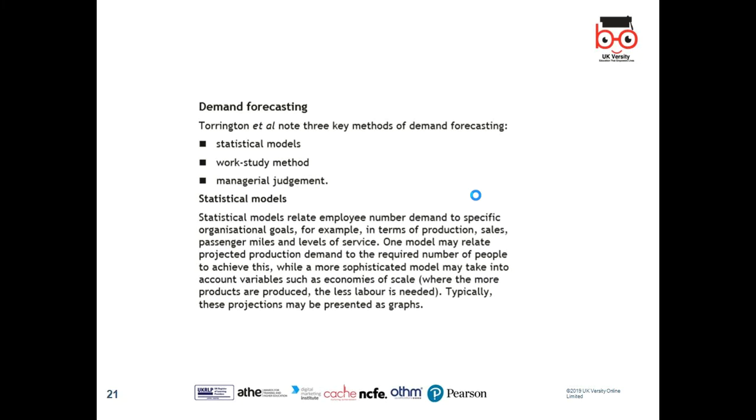So statistical models we can use relate employee numbers demanded to specific organizational goals. For example, in terms of production, sales, passenger miles, level of service, one model may relate projected production demand to the required number of people to achieve this, while more sophisticated models take into account variables such as economies of scale. So we can focus on economies of scale, where the more products are produced, the less labor is needed. Typically, these projections may be presented as a graph.